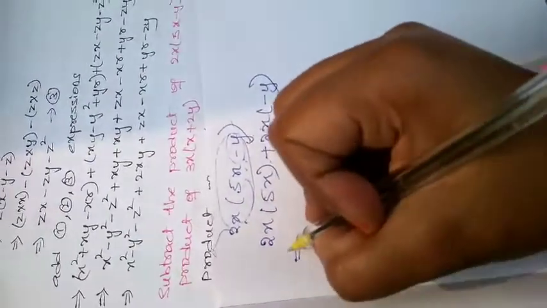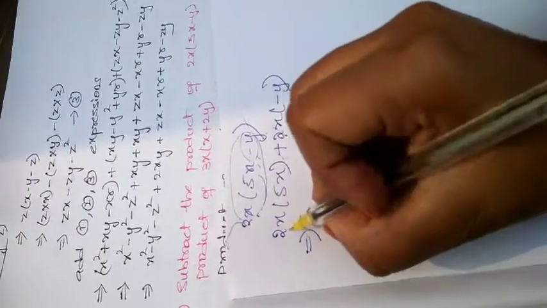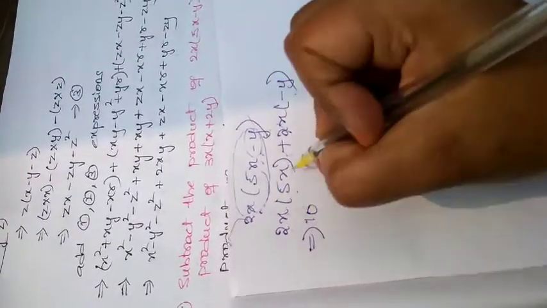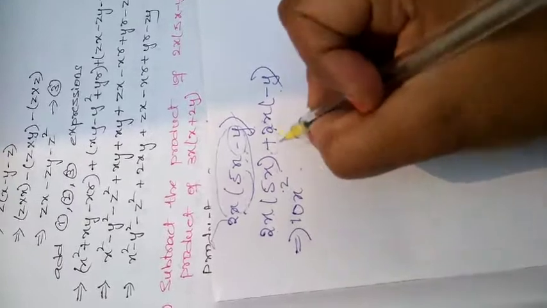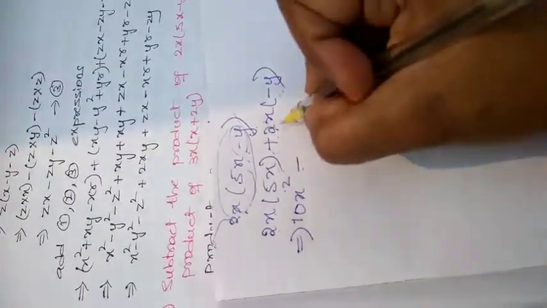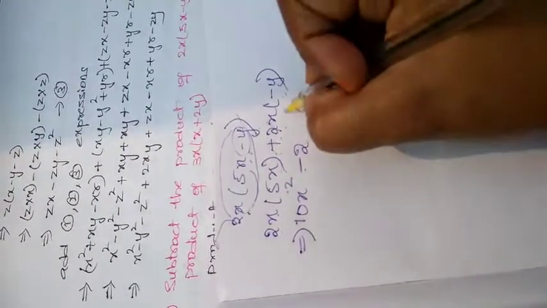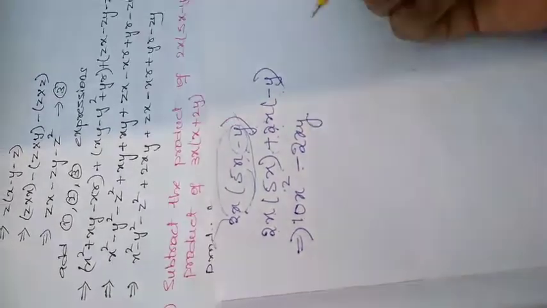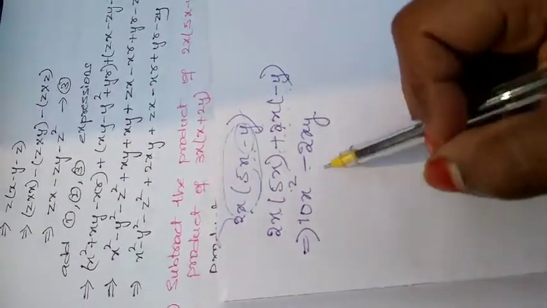Okay, now what you will get: first multiply the coefficients, 2 fives are 10, next x into x, x square, next plus into minus, minus, 2 only 2 is there, so write 2 as it is, next x into y is xy. As they are unlike terms we cannot simplify it.